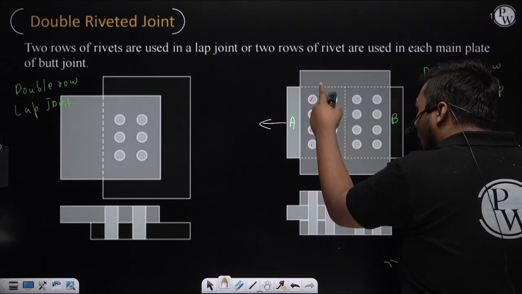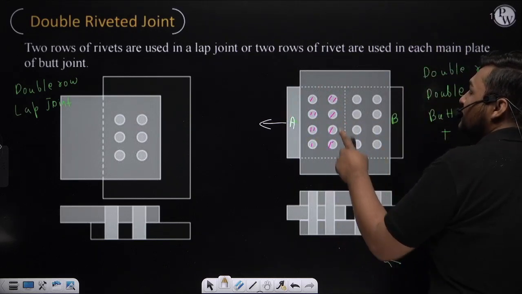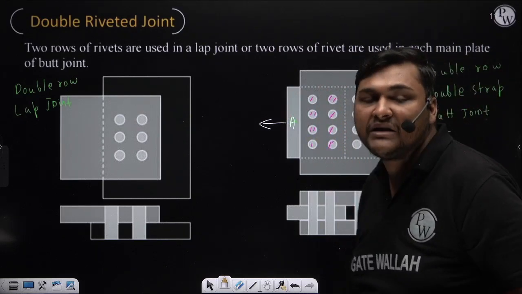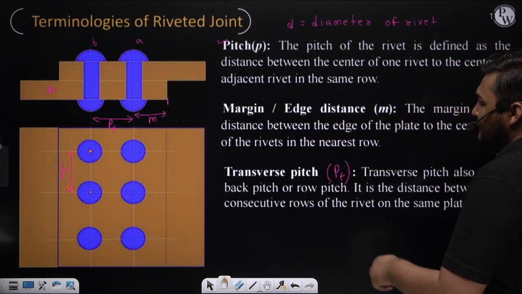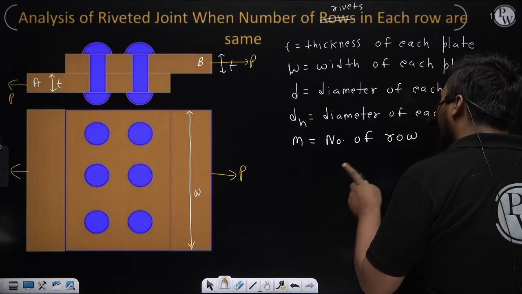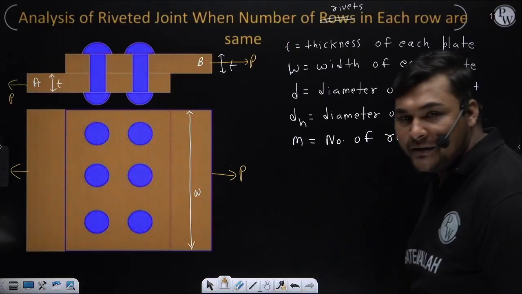So in one plate, how many rows are involved? Two. So for this question, if I ask what is the value of m, that is the number of rows, it is 2. So what is small m that I have already explained? It is the number of rows, and you need to see the number of rows per plate.